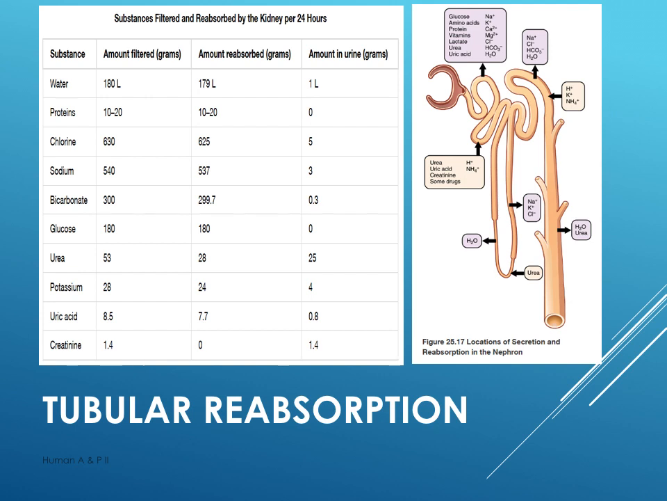And so we're secreting some things from the blood into these tubes. That includes urea, uric acid, creatine, drugs, acids, hydrogen ions, that's acids. Ammonium is in there.